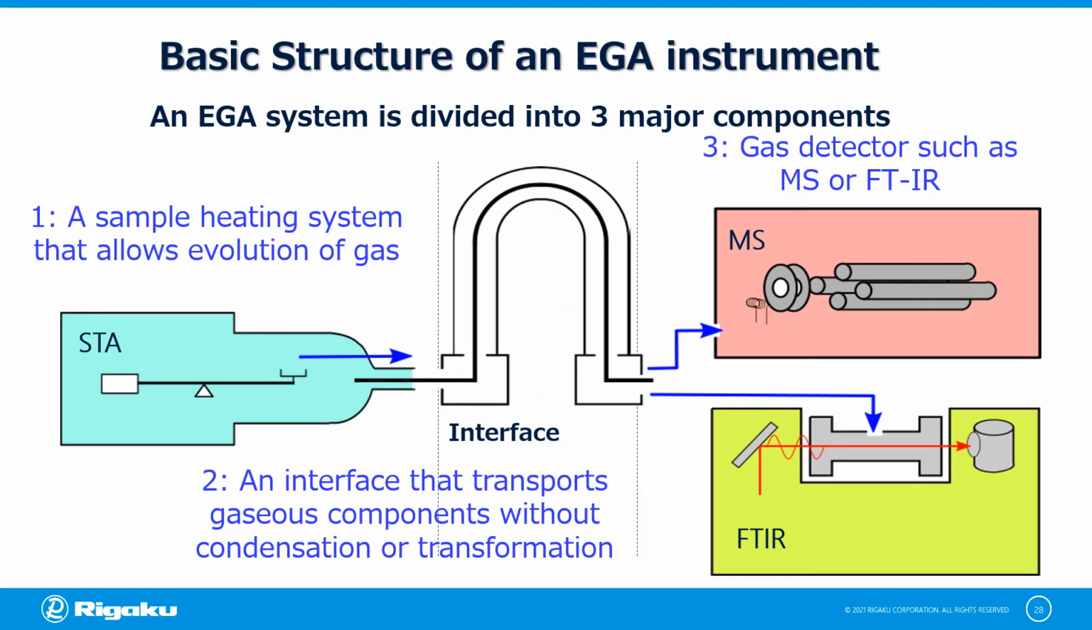An EGA system is divided into three major components. First, the sample is heated in STA for gases to evolve. Then the interface transports the evolved gases without condensation, and finally, the MS or FTIR detects the gases qualitatively.